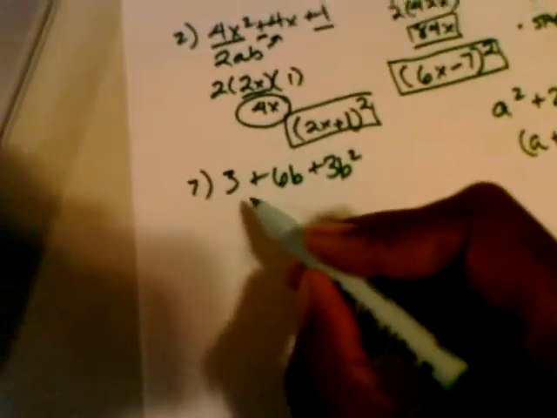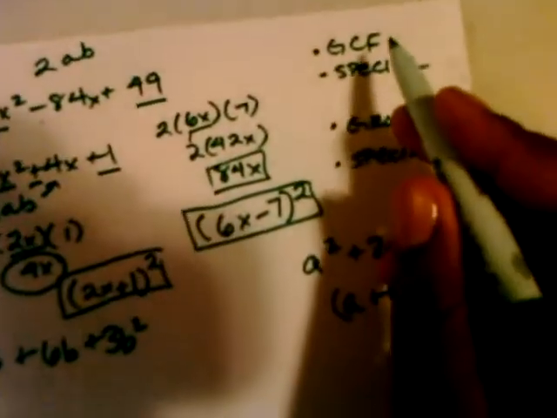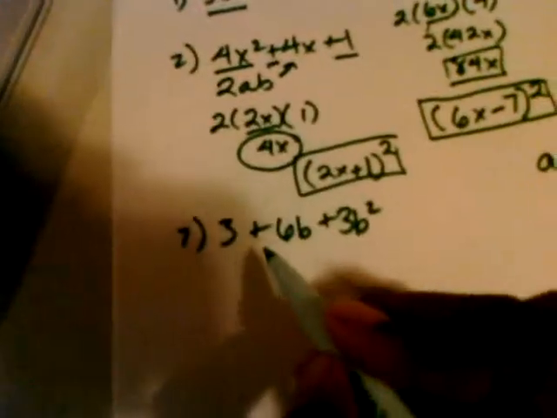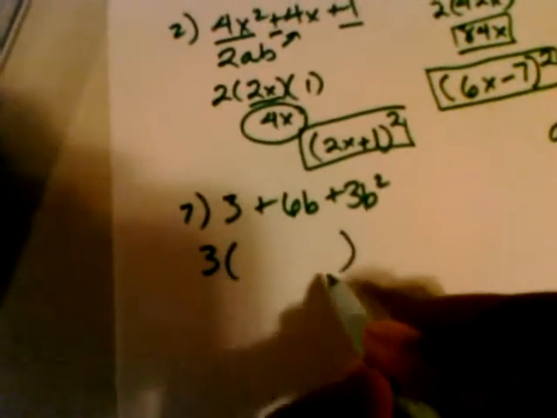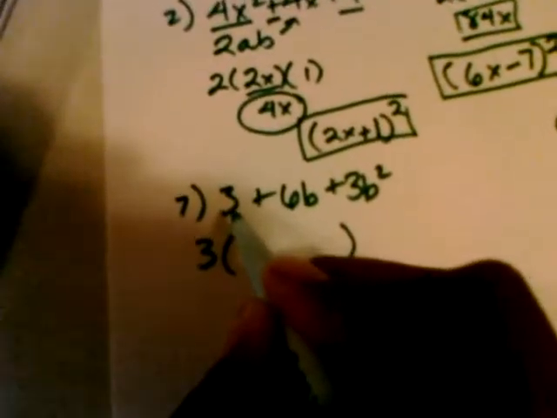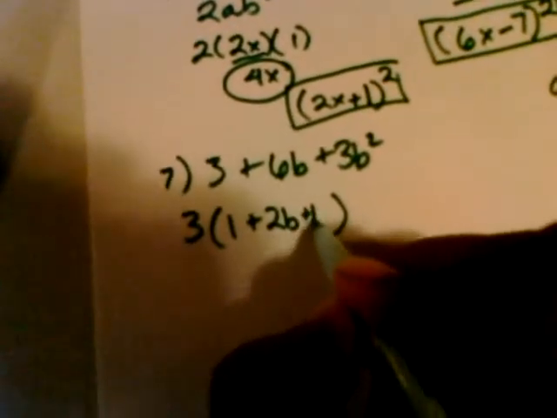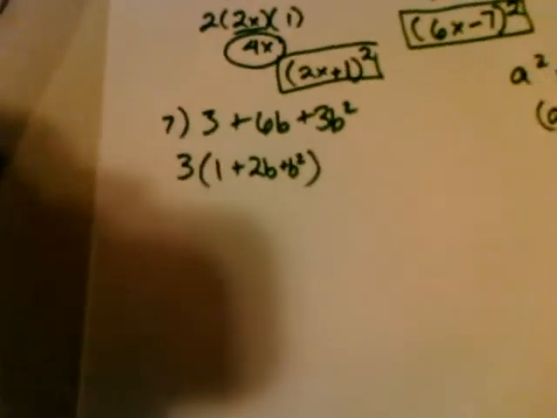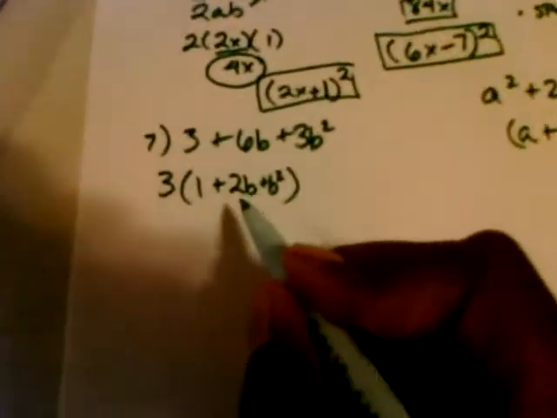3 plus 6b plus 3b squared. I'm going to check for a greatest common factor. The greatest common factor amongst these 3 terms is 3. And so I'm going to take out a 3, in which case I'll have 1 plus 2b plus b squared left. Let's look for special cases. This might be a perfect square. Let's check it.